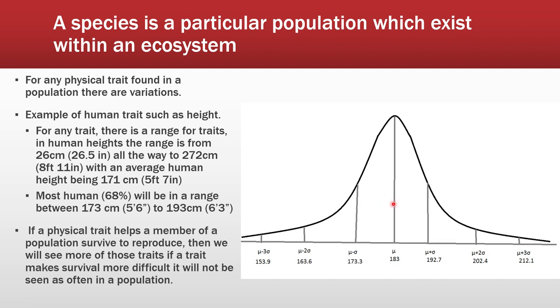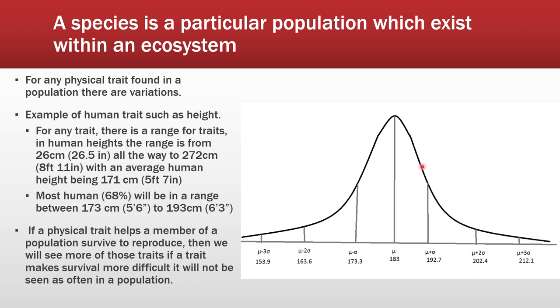Now, I actually use the example of humans. In humans, if we're looking at height, the shortest individual that I was able to find was someone who was 26 inches tall. He might be on this side over here, one of the few individuals that short. On the opposite end, we have the tallest individual, which was recorded at 272 centimeters, roughly almost 9 feet. That gentleman would be over here.